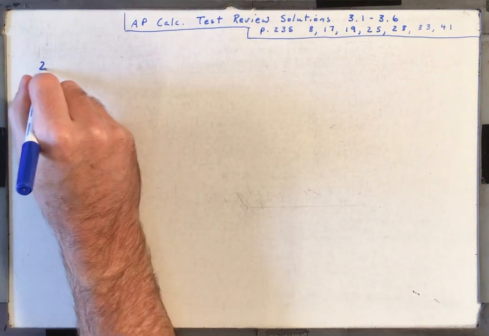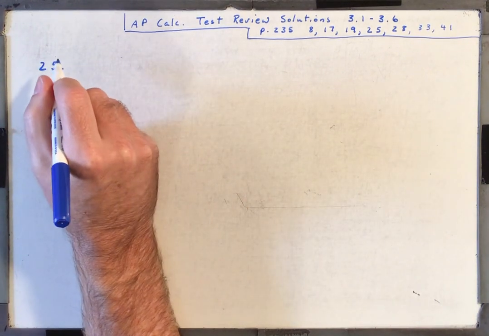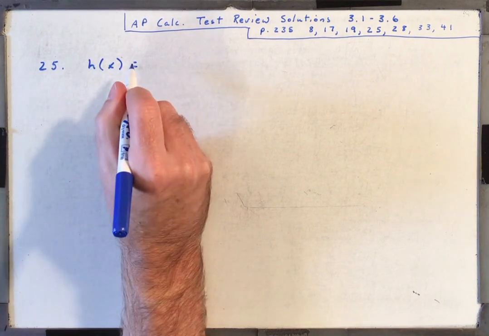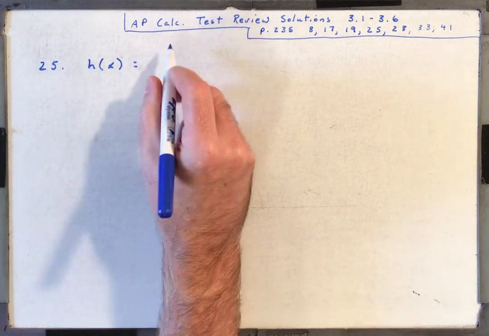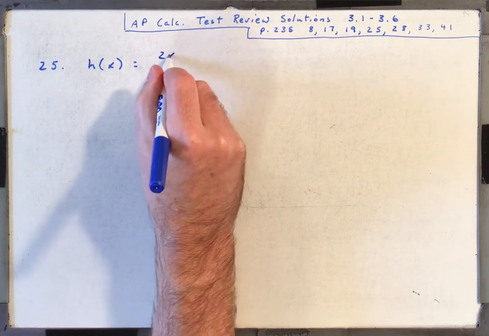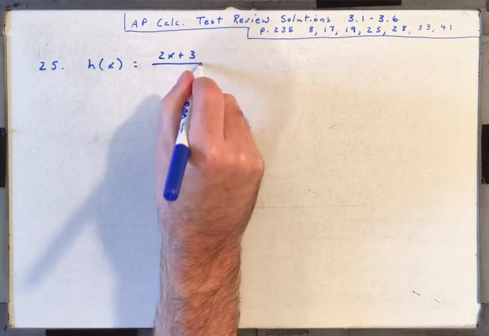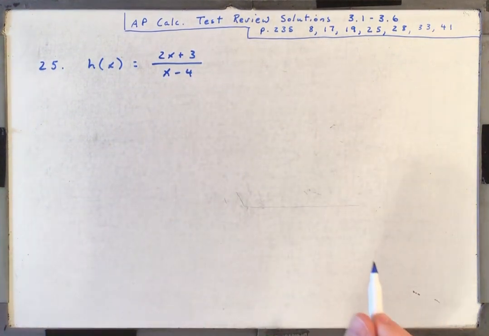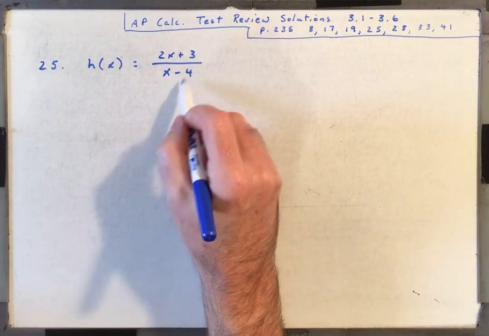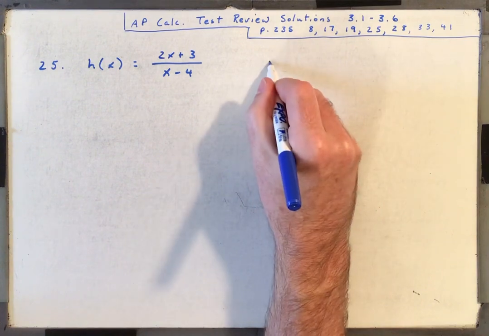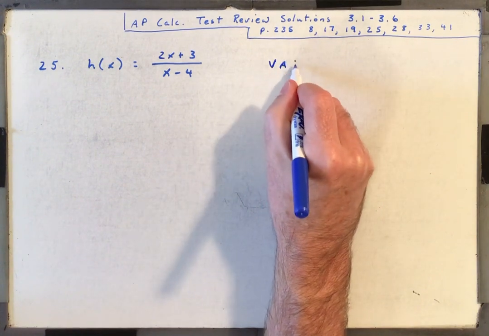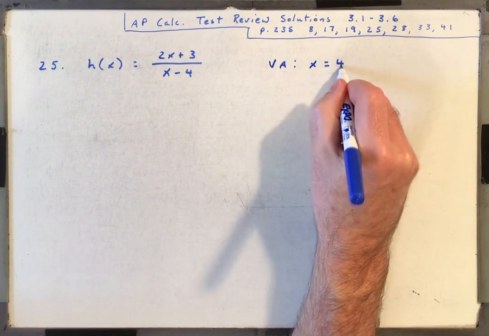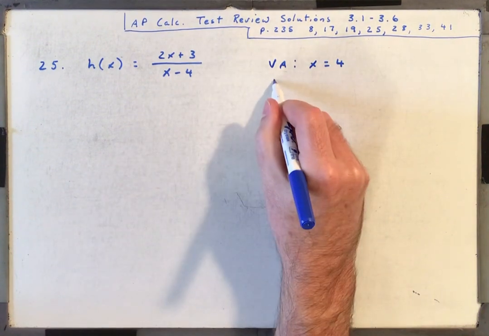25, we want to find any horizontal or vertical asymptotes. So we have h of x is equal to 2x plus 3 over x minus 4. So you can't factor out the denominator here. This is pretty much, we can eyeball both of them. We have a vertical asymptote at x equals 4 because that makes the denominator 0.